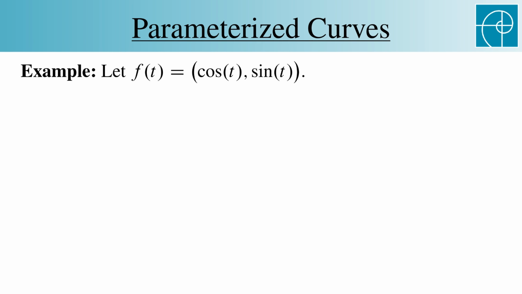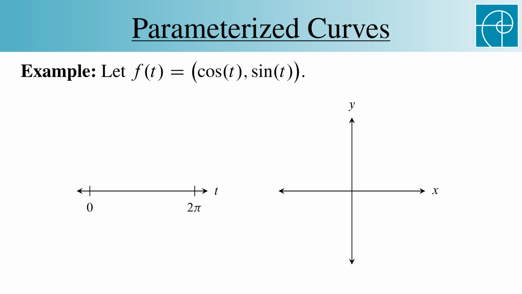Let's graph this by following the example we saw at the beginning of the video. We'll put a copy of the independent variable's axis here, and we'll graph the range here in the xy plane. We'll let the independent variable range from 0 to 2 pi. As we increase t, we see that we trace a circle in the plane.